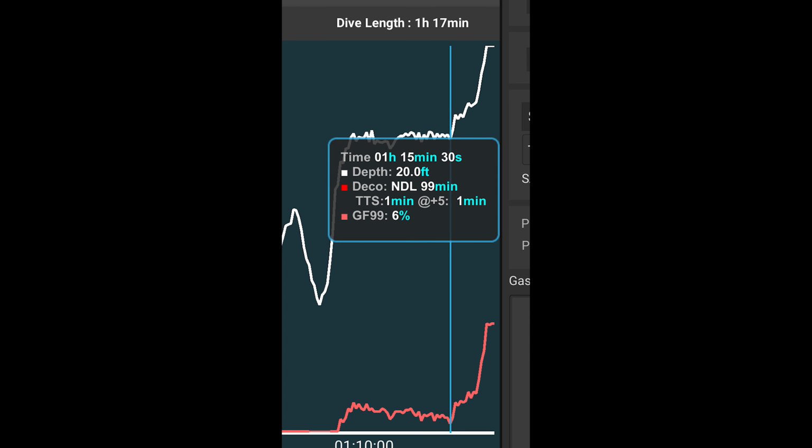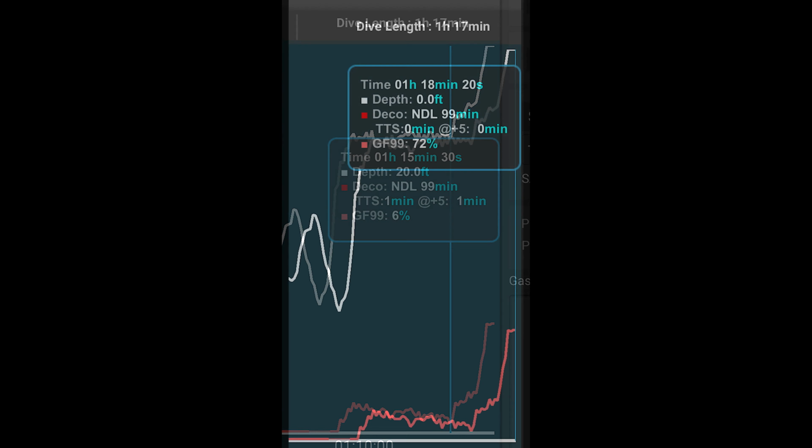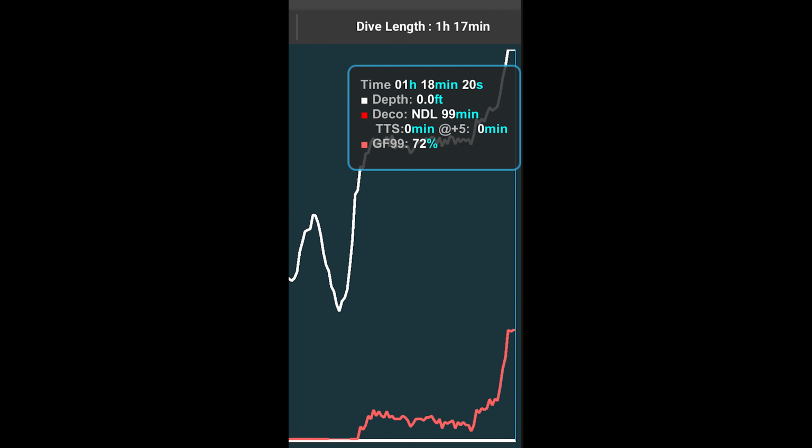After I completed a 5-minute safety stop, my GF99 value is lowered and my surface GF value is likely a little under 75%. At the surface, I finished my dive with a GF99 value of 72%. By definition, the surf GF value is the same as the GF99 value at the surface.